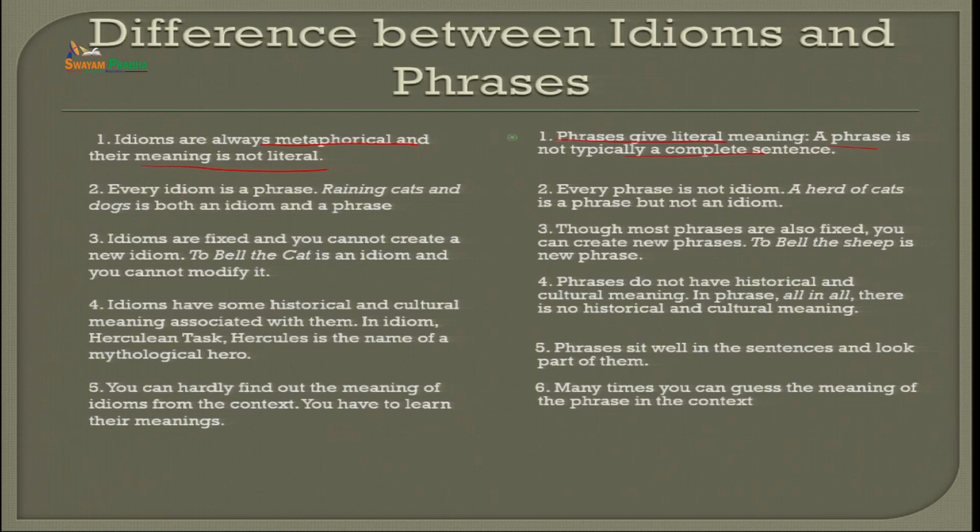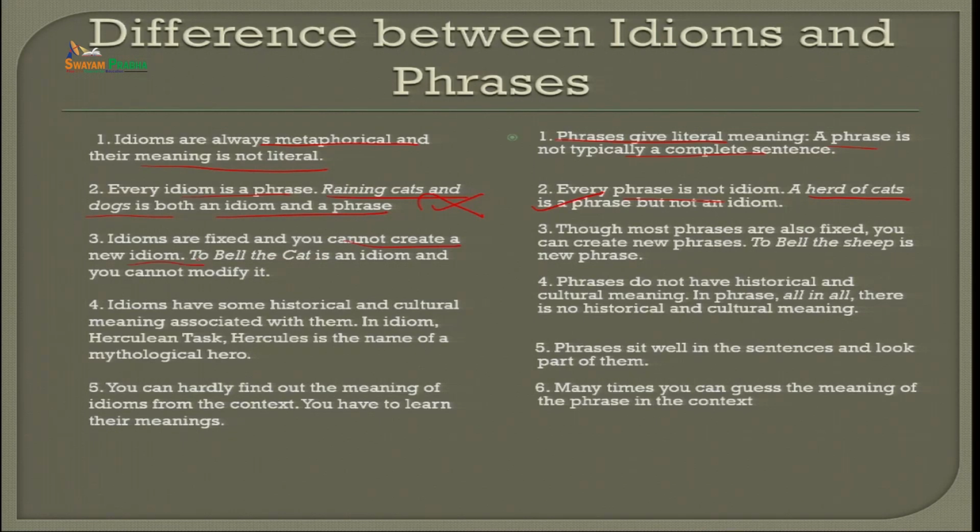Then further, an idiom is a phrase. Raining cats and dogs is both an idiom and a phrase, remember. Whereas a phrase is, suppose I say herd of cats, that can be a phrase. Phrases can be created, but idioms cannot be created by your side. It must have a different and definite meaning, okay. So, idioms are fixed and you cannot create a new idiom.